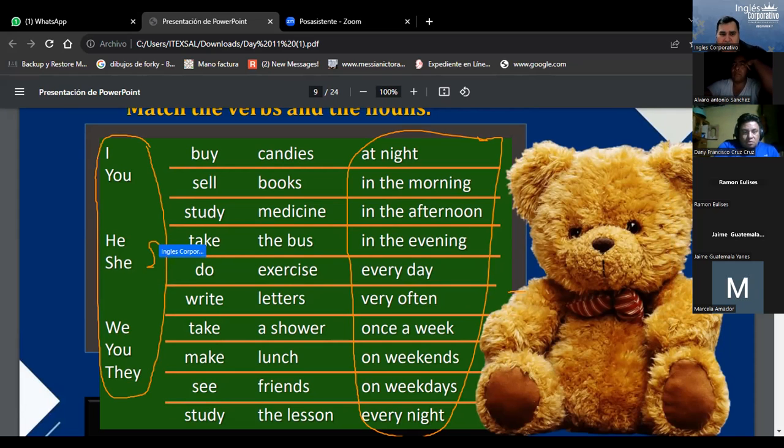So you say, he takes, she does, he buys, she sells, he studies, she takes, he does, he writes, she takes, okay, she makes, she sees, or she studies. Study and take is repeated. Okay, so practice.